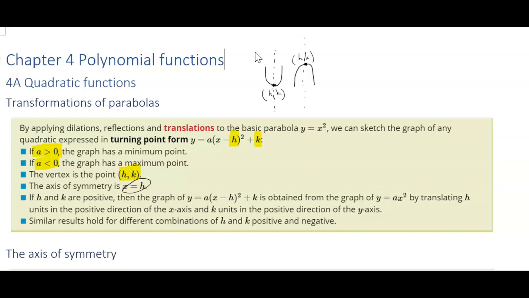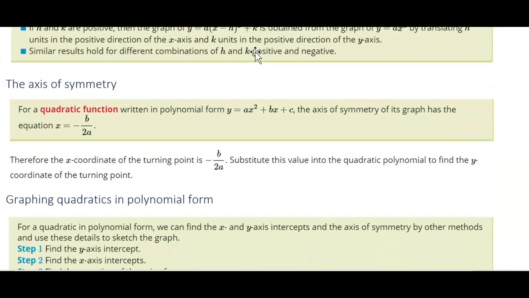The next point is just referring to your transformations. We know the transformations: a is your dilation factor, and if it's negative, it's been reflected. h is your horizontal translation, how you've moved along the x-axis, and k is your vertical translation, how you've moved along the y-axis. All right, let's move along.